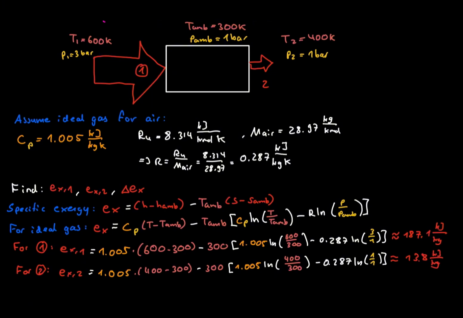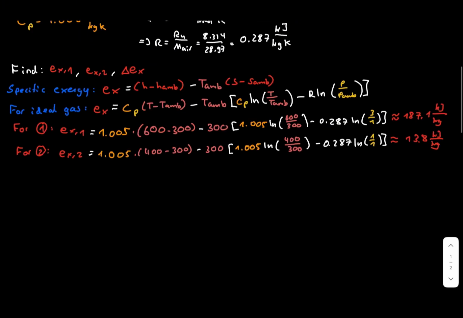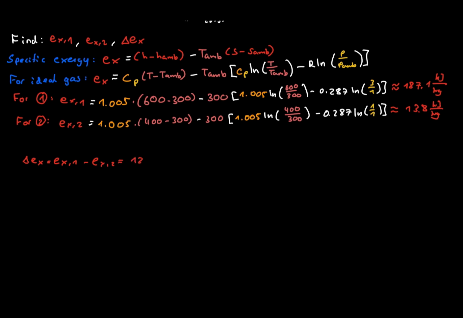Now we compare both values. The inlet Exergy is about 187 kilojoules per kilogram. The outlet Exergy is about 14 kilojoules per kilogram. So the Exergy drop is about 173 kilojoules per kilogram.